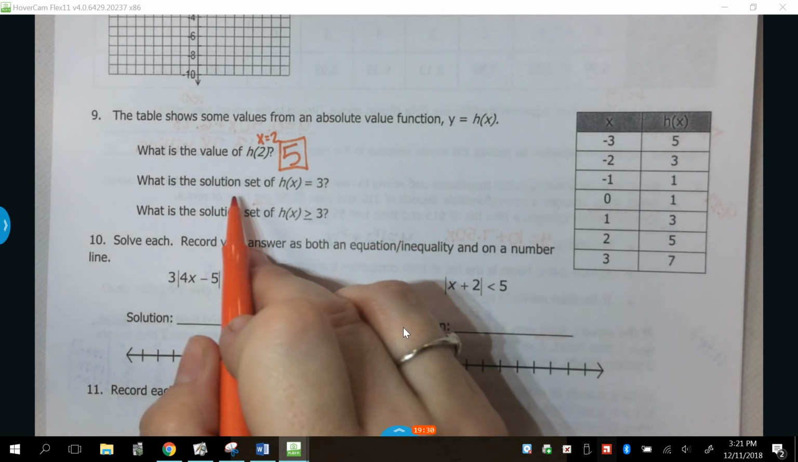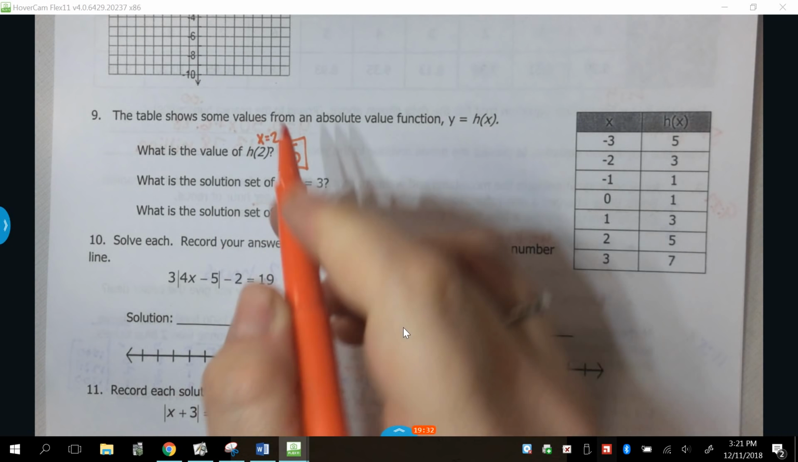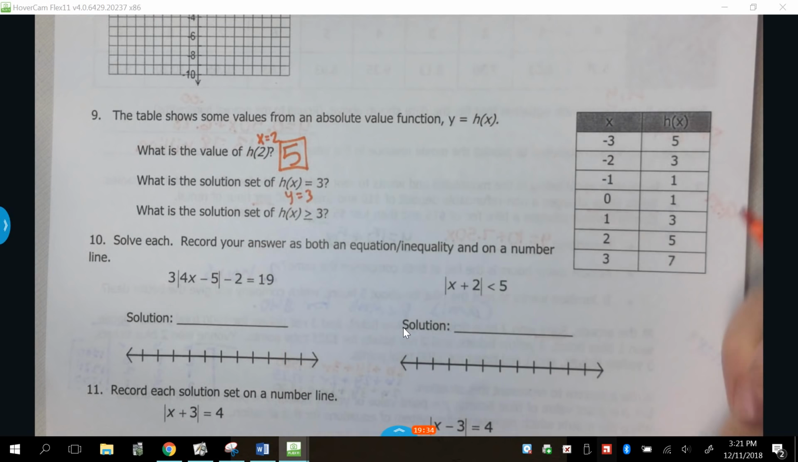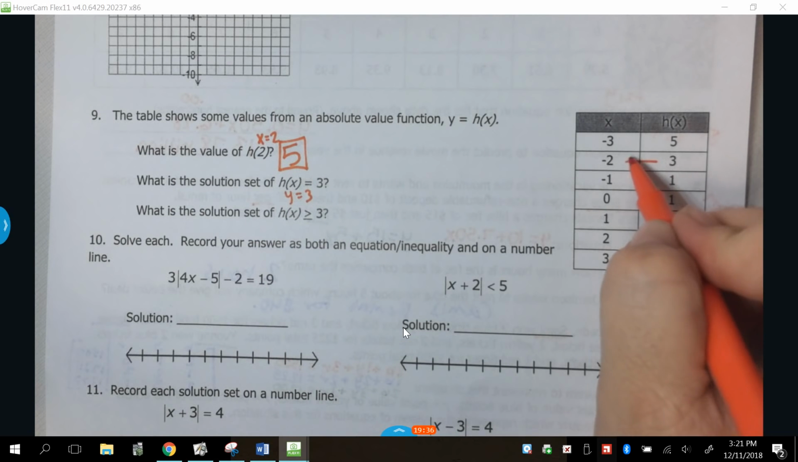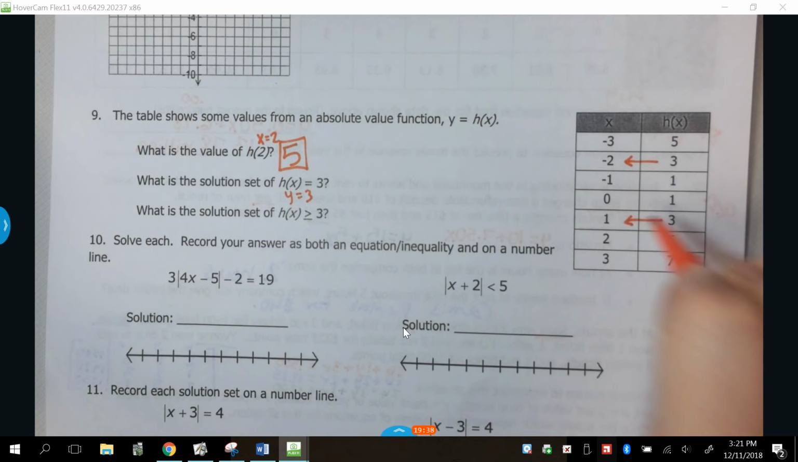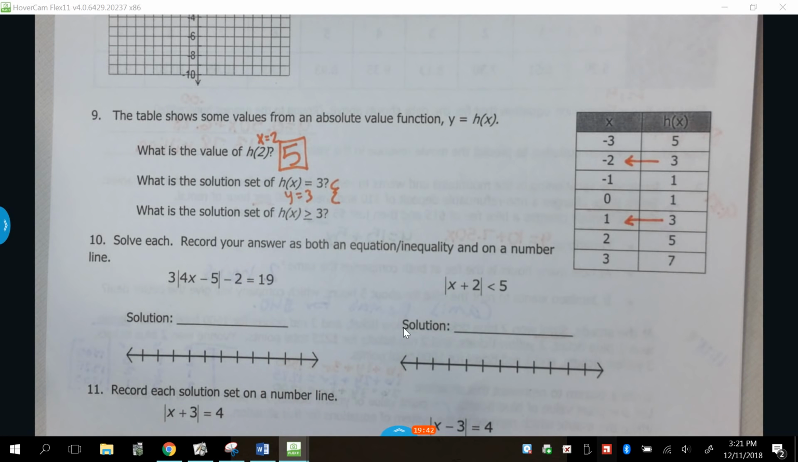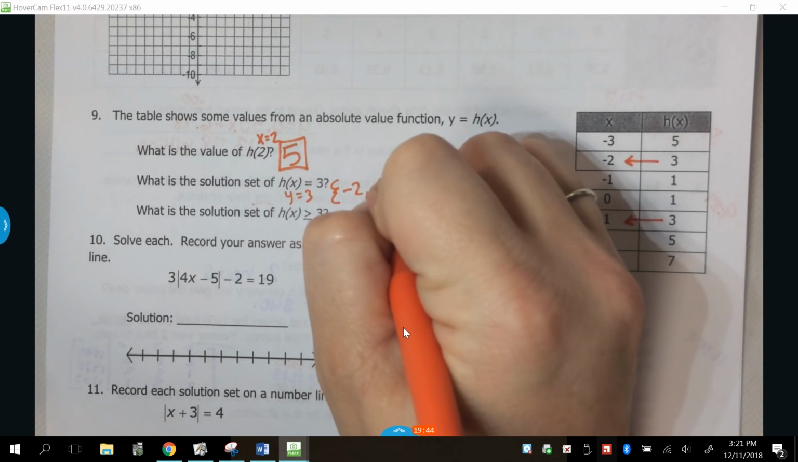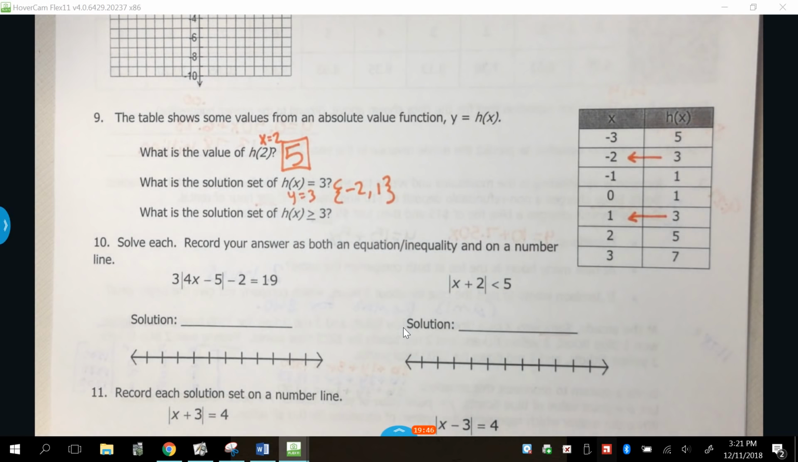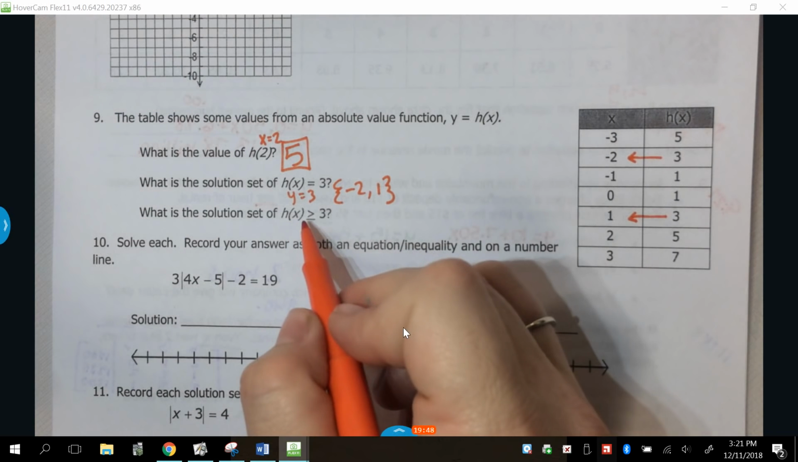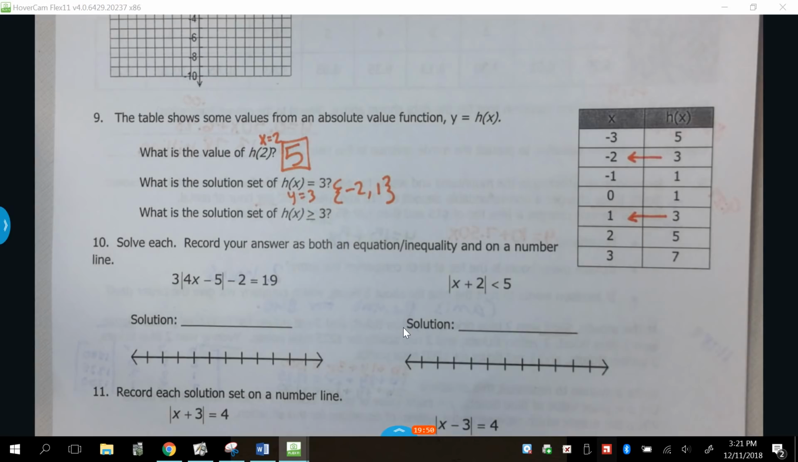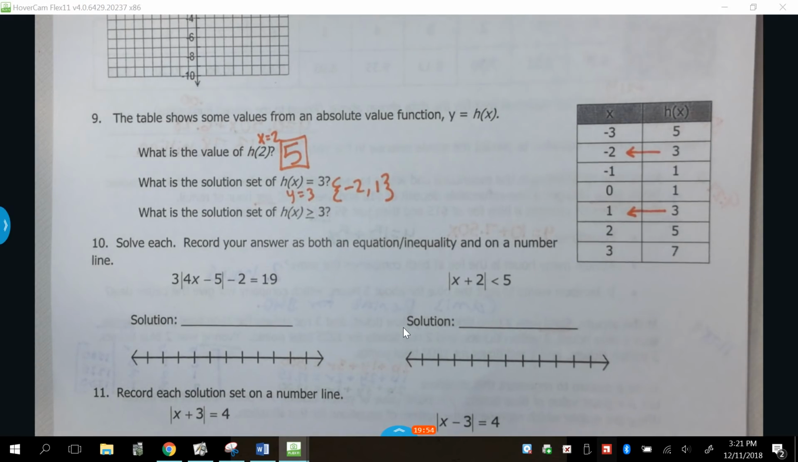Okay, what is the solution set of h of x equals 3? So remember, this is saying y equals 3. Well, when y is 3, it's twice, so -2 and 1. Solution set means I put it in brackets, so it's {-2, 1}. Now it says, what is the solution set of h of x is greater than or equal to 3? We don't really have to worry about this one, so we're going to cross it off.